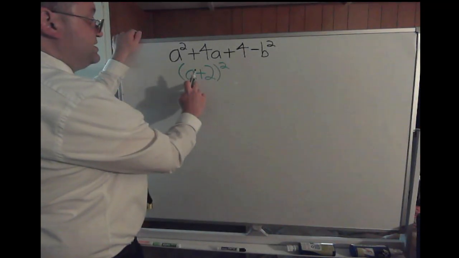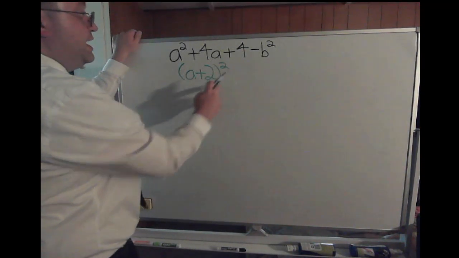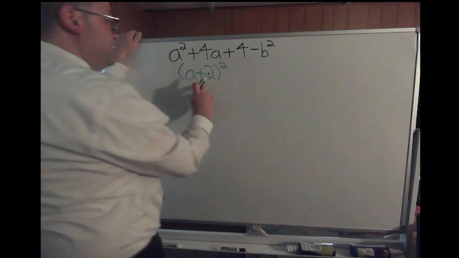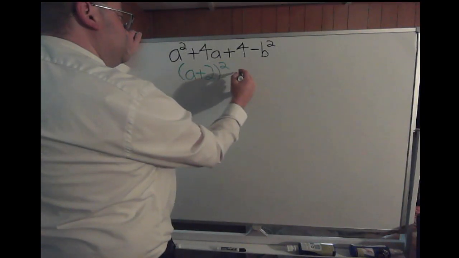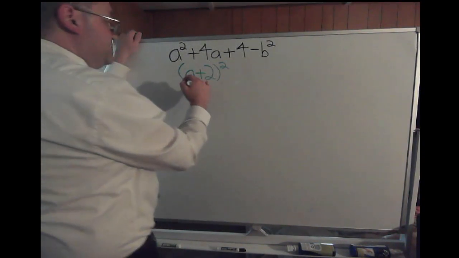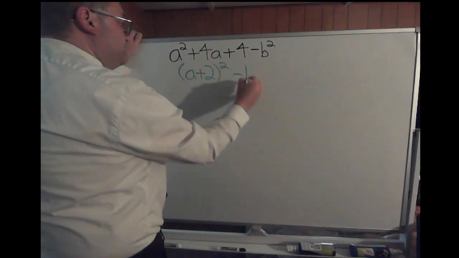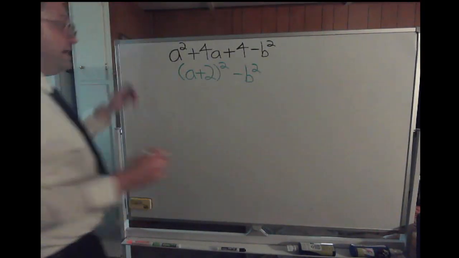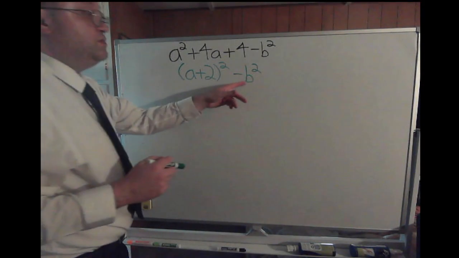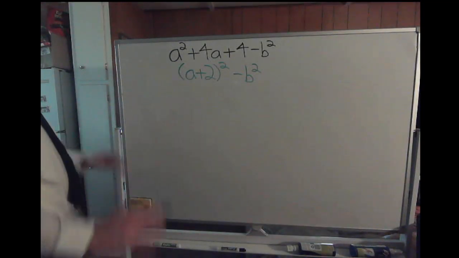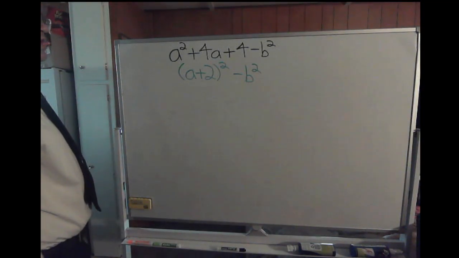Then if you expand this out, you would get a squared plus 4a plus 4. You end up with (a plus b) to the second, I mean, (a plus 2), that quantity to the second, minus b squared. Now what you have is a difference of two squares. You've got something much easier to work with here.